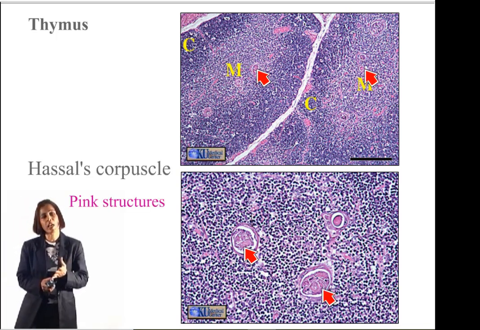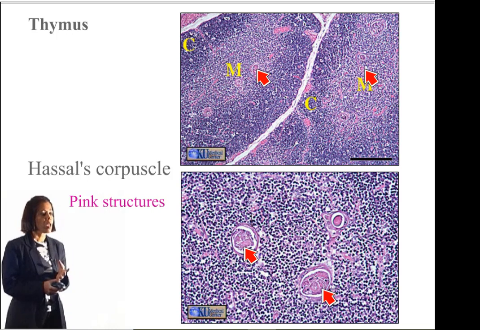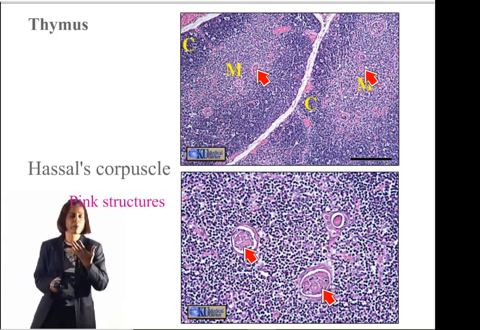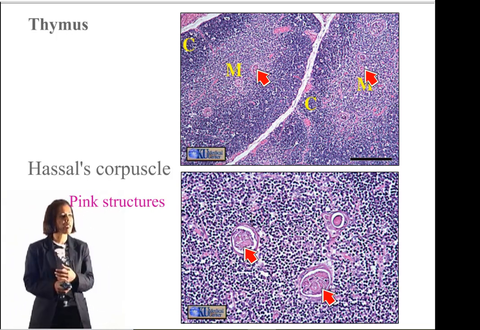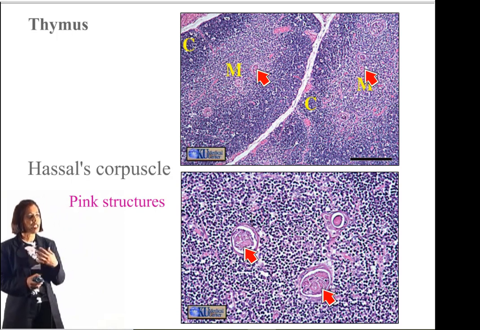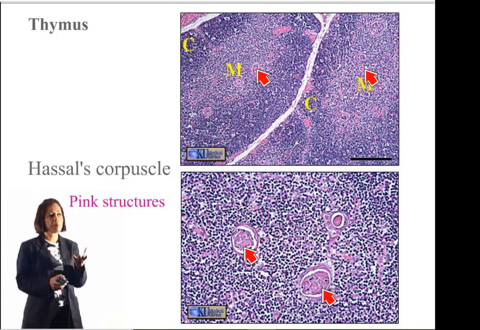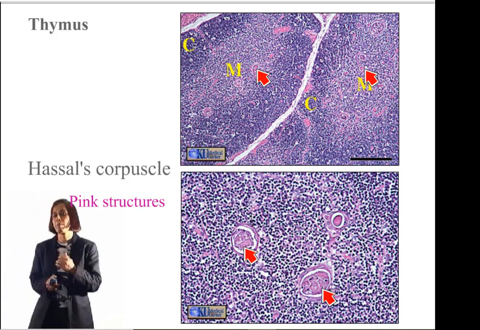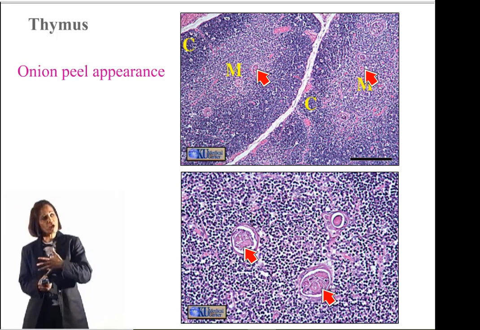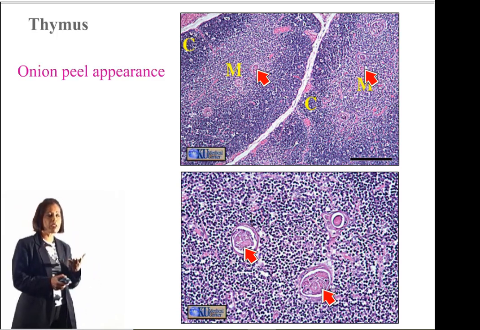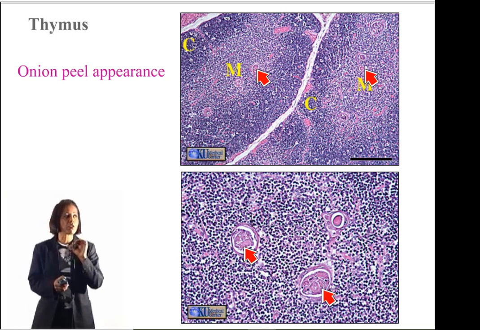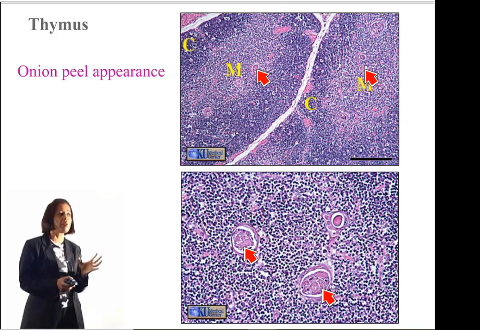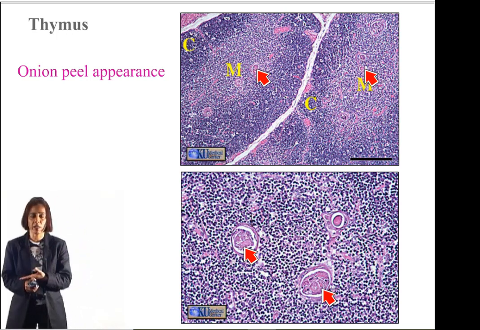The function of these Hassall's corpuscles is not known. It's thought that they're probably dying cells or what are called epithelioid cells. But if you look at these Hassall's corpuscles, they have a very typical onion peel appearance. So you should be able to diagnose the thymus from the lymph node by the presence of these Hassall's corpuscles, because remember, in the lymph node you have nothing like that.